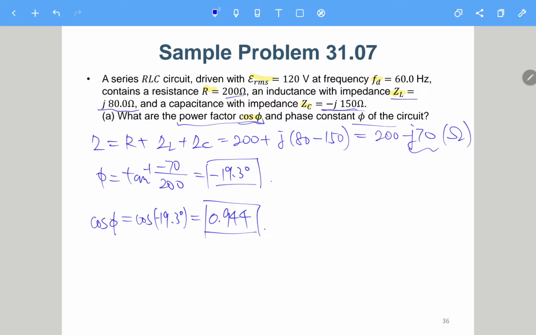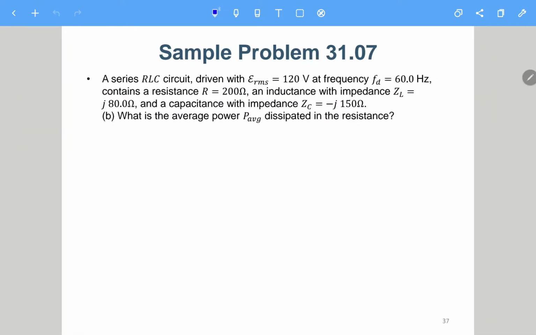Okay, so this is easy. You just need to calculate the impedance and then divide the imaginary part by the real part, and then take the arctangent, which will be the phi, the phase, and then take cosine of this phase, which will be the power factor. And then what is the average power P average dissipated in the resistance?